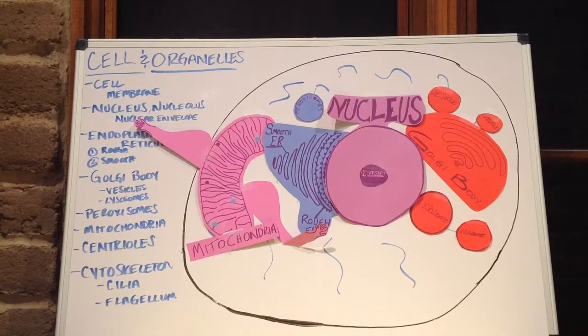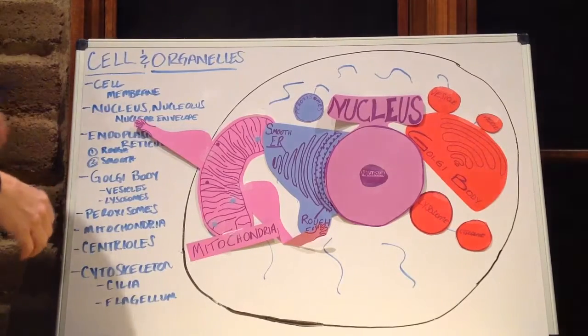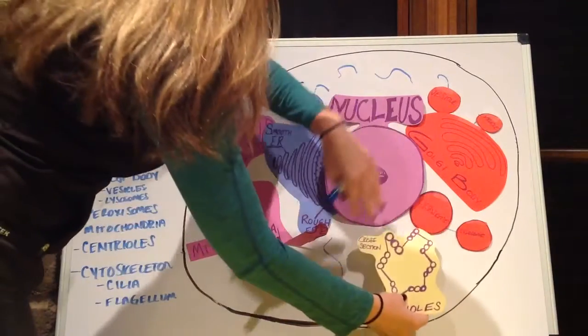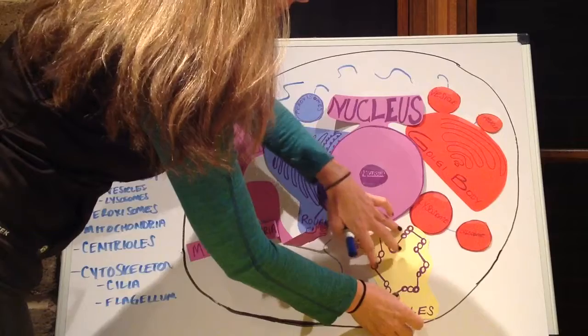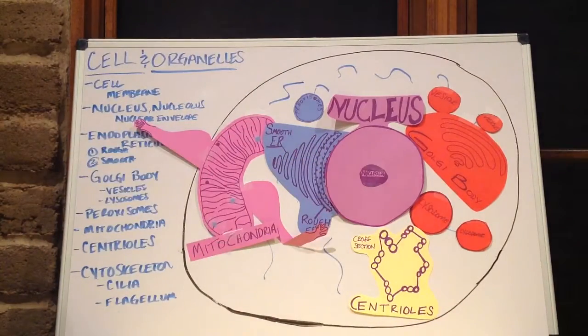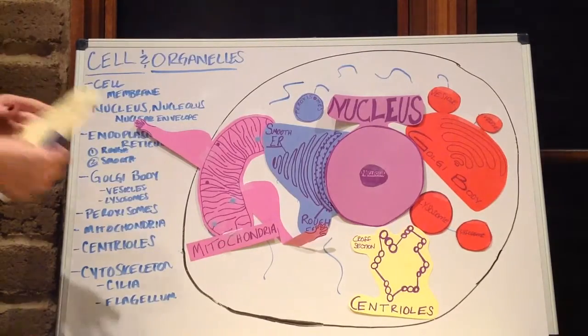Now next I have the centrioles. I've done two different diagrams, one of the longitudinal view and the cross section. I'll put the cross section up first. The centrioles are short cylindrical assemblies of microtubules, as you can see, the microtubules. The centrioles are used in cell division.